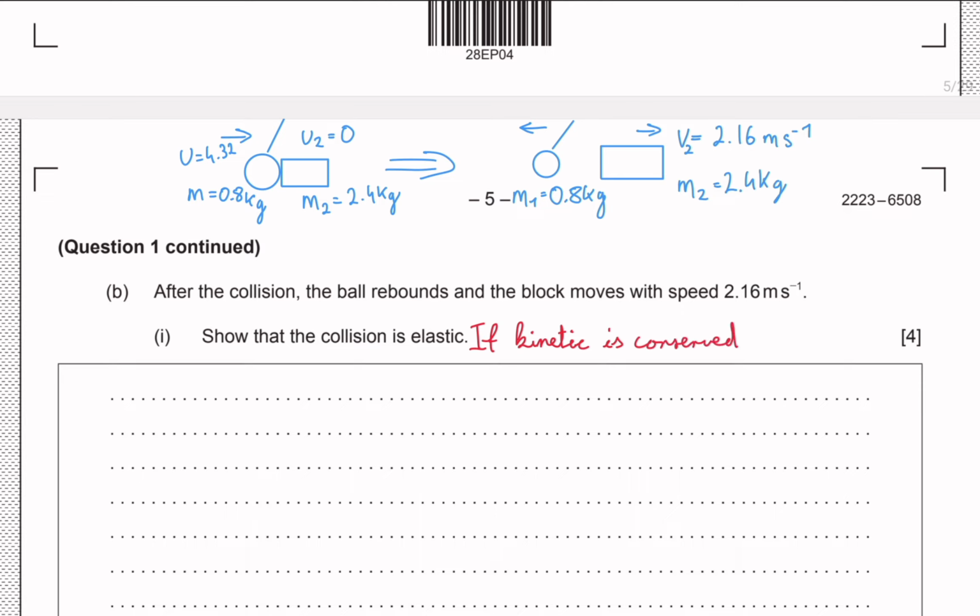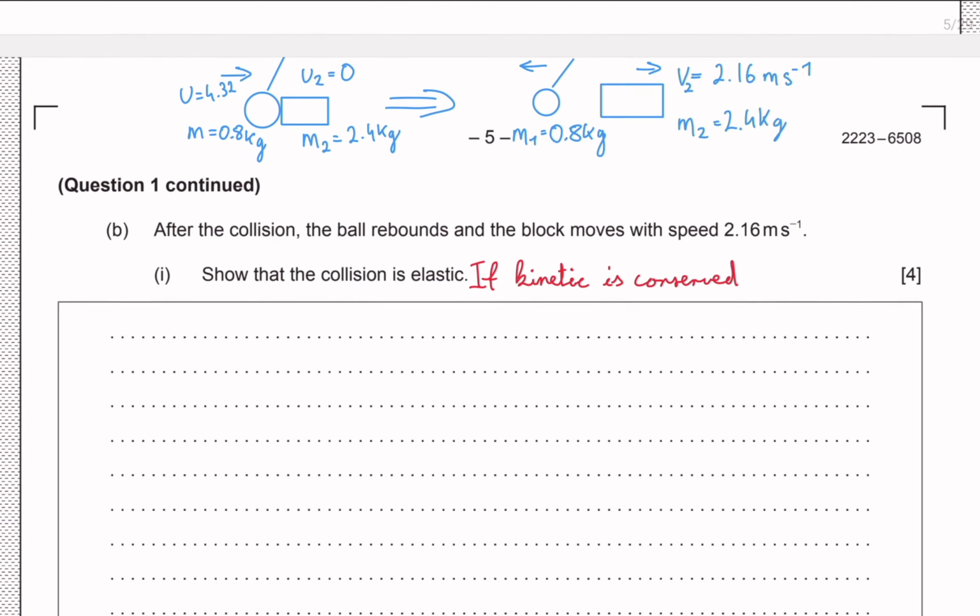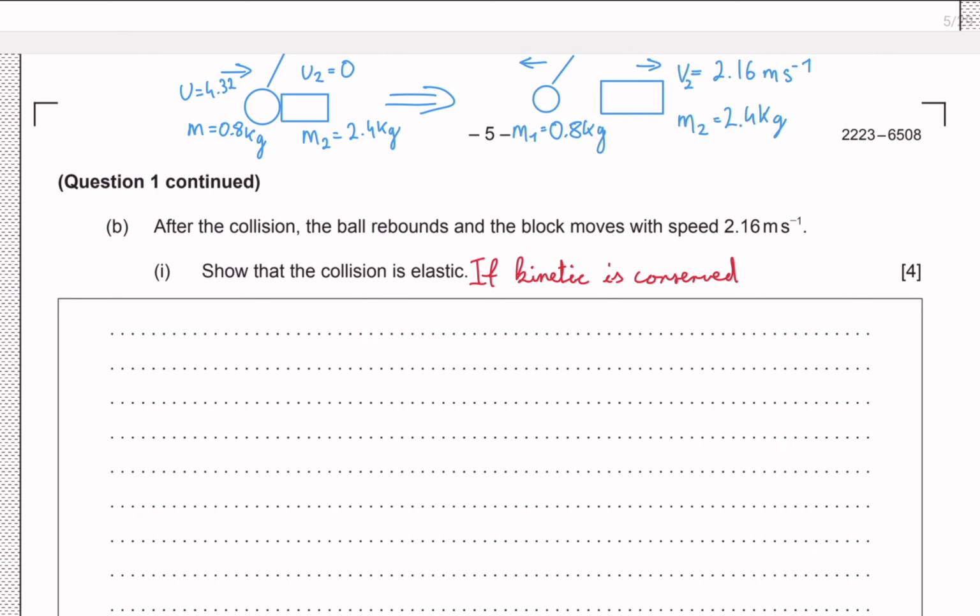But for that, we already know the amount of kinetic energy we had before the collision, as it was just the kinetic energy of the ball, because the block had a speed of 0, so no kinetic energy. But after the collision, both items will have kinetic energy, and we're going to have to add those up and see if that's the same as the initial case. But for that, we need to find the speed of the ball. And the way we can do that is called momentum conservation.